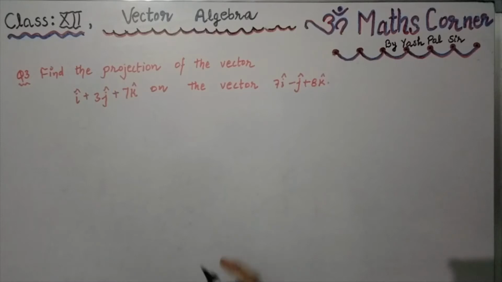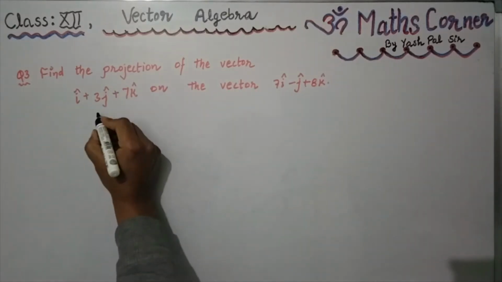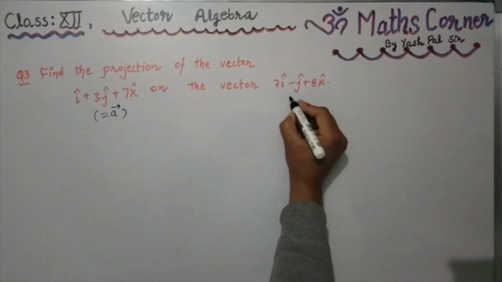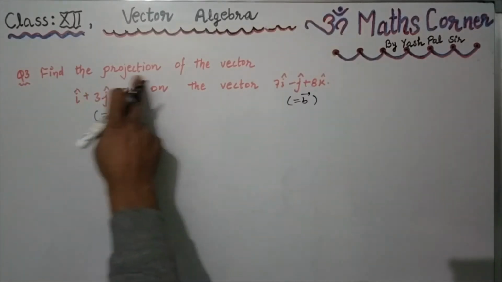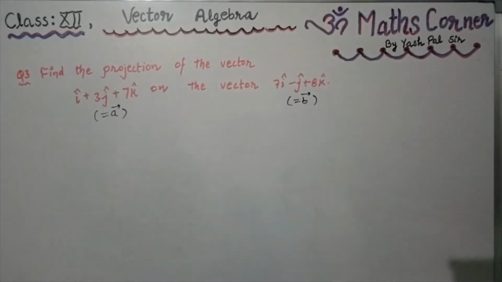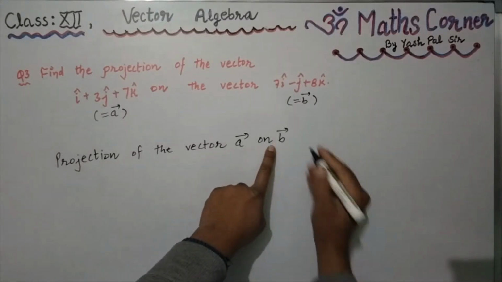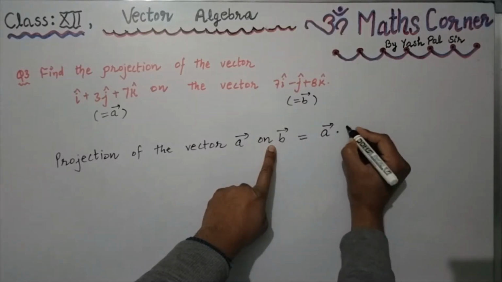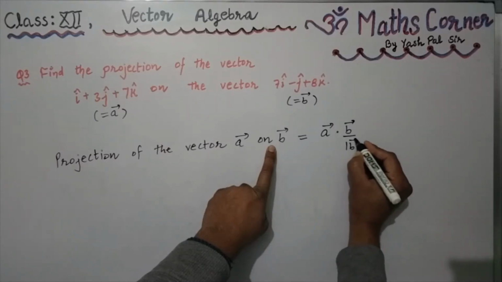Question number 3. Find the projection of the vector i plus 3j plus 7k, suppose this is vector A, on the vector 7i minus j plus 8k, suppose this is vector B. So what we write? Projection of vector A on B is equal to vector A dot vector B divided by magnitude of vector B.